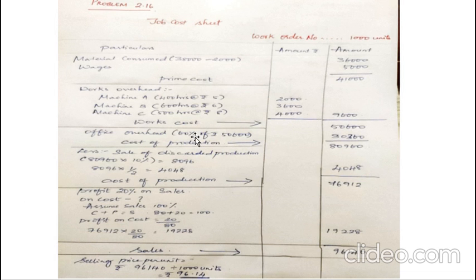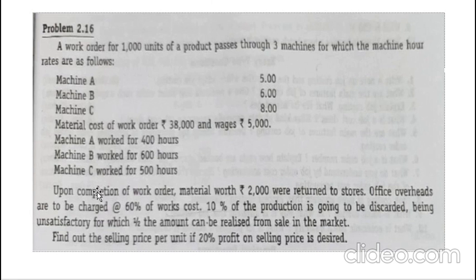So after your works cost, what is your other expense which you will be adding on? It is your office overhead. So in the question, have they given the information of office overhead? Yes. If you read the question, office overheads are to be charged at 60% of works cost. So how much is it?